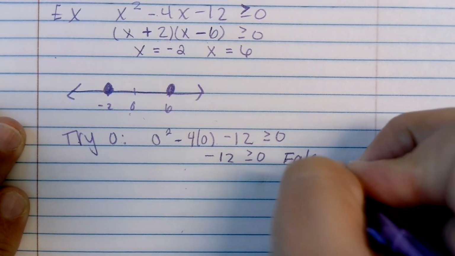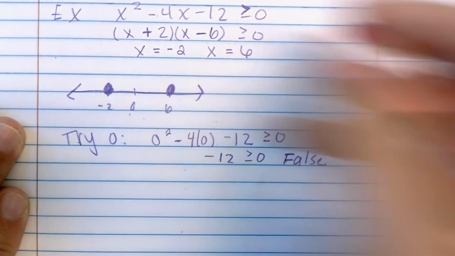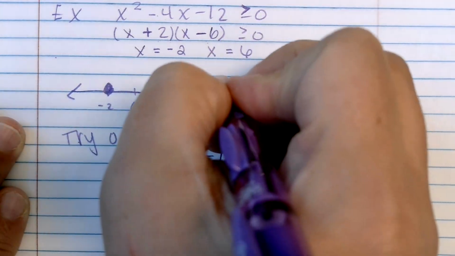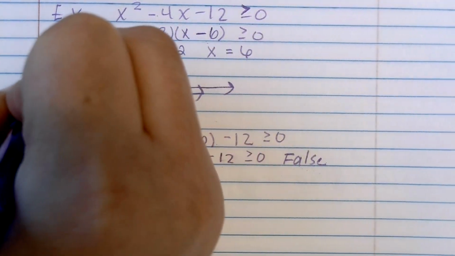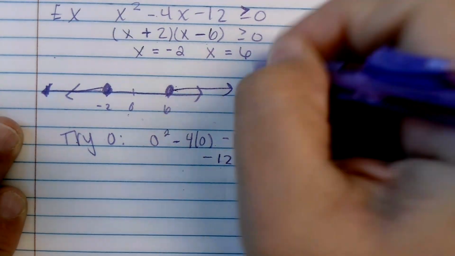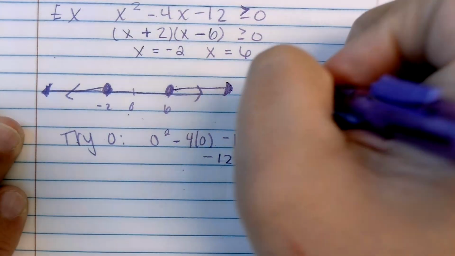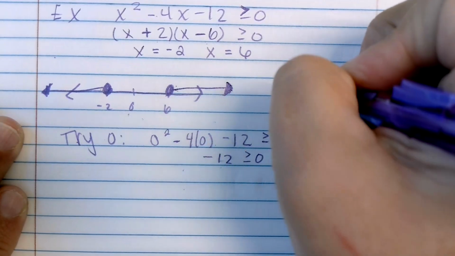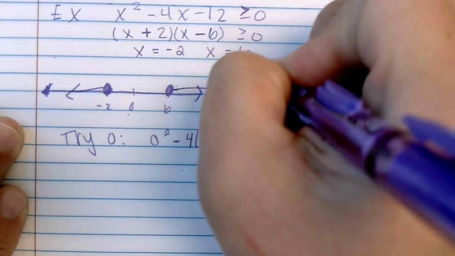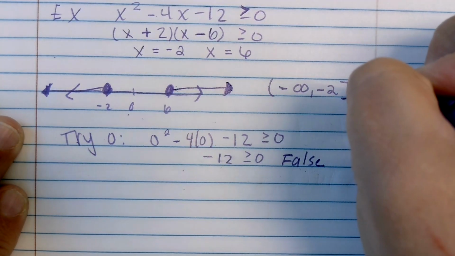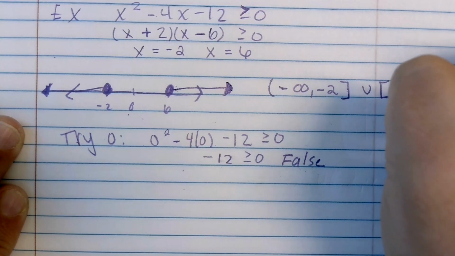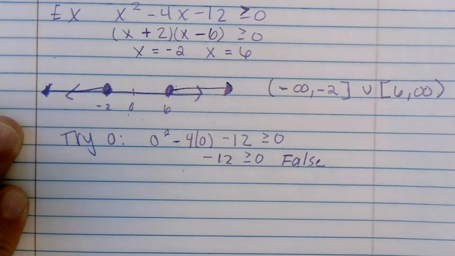Unfortunately, this is false, and our pattern holds true. We should be shading in the outside, including the infinities, just like in the problem before with the greater than. So my answer, -infinity to -2, this time with a bracket because it's included, or 6 to positive infinity.